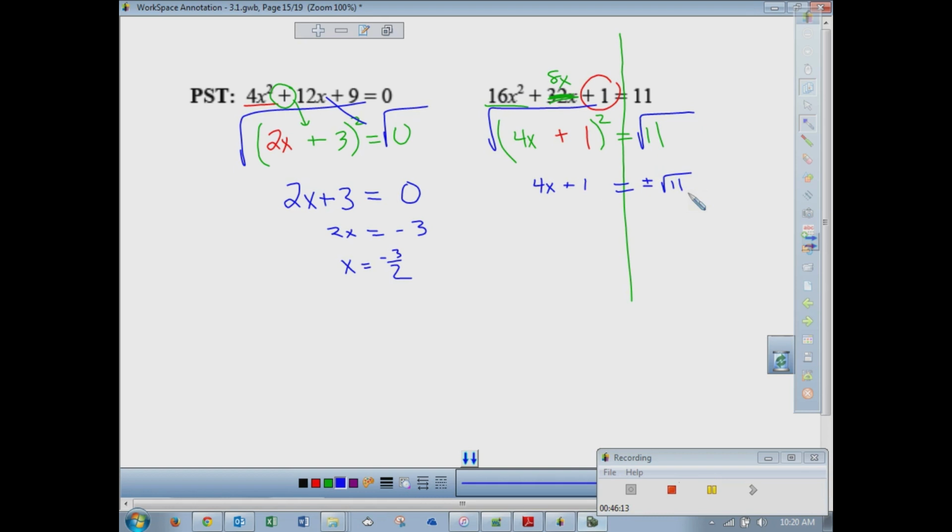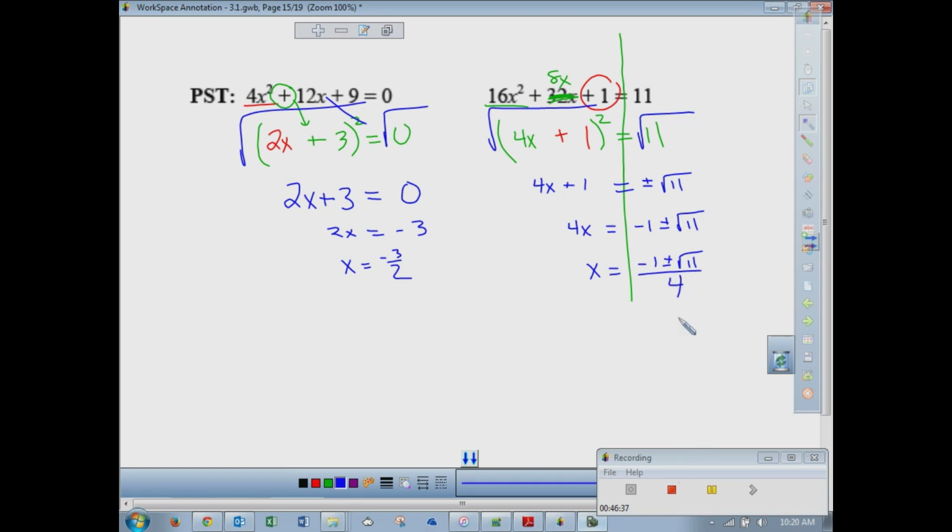Get x all by itself. Let me subtract 1 from both sides. -1 plus or minus the square root of 11. So far, so good. Divide by 4 to both sides. X equals -1 plus or minus the square root of 11 all over 4.